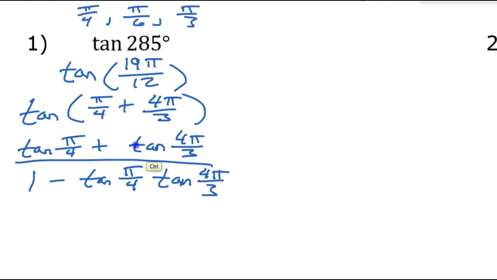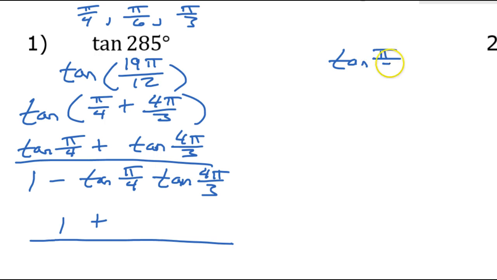So let's simplify as much as we can. The tangent of pi over 4 is just 1. Okay, that's a fact that we have memorized. The tangent of 4 pi over 3. Well, the reference angle is pi over 3. We have memorized that the tangent of pi over 3 is radical 3. That's just something that we memorize. So the tangent of 4 pi over 3 will either be radical 3 or it could be negative radical 3. That just depends on the quadrant.